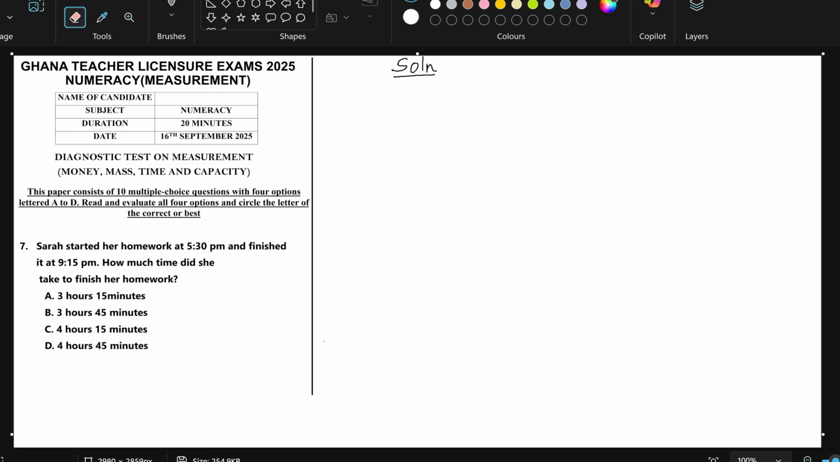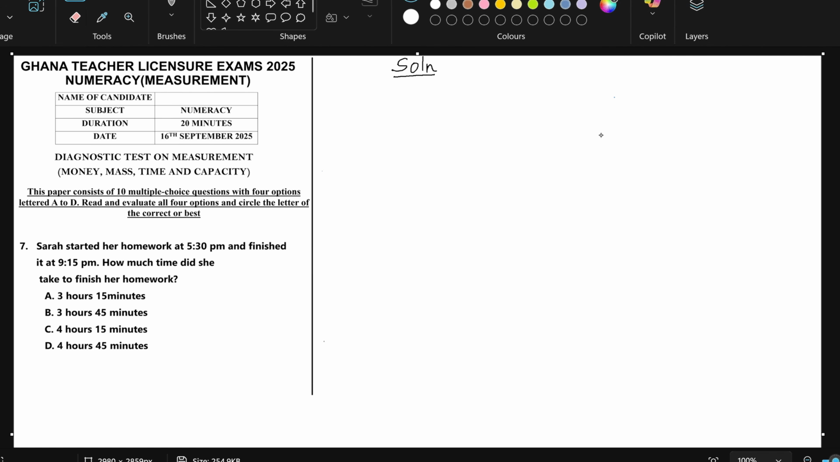Question 7. Sarah started her homework at 5:30 p.m. and finished it at 9:15 p.m. How much time did she take to finish her homework? So they're asking us to find the duration of her homework, that is how much time she spent doing her homework.